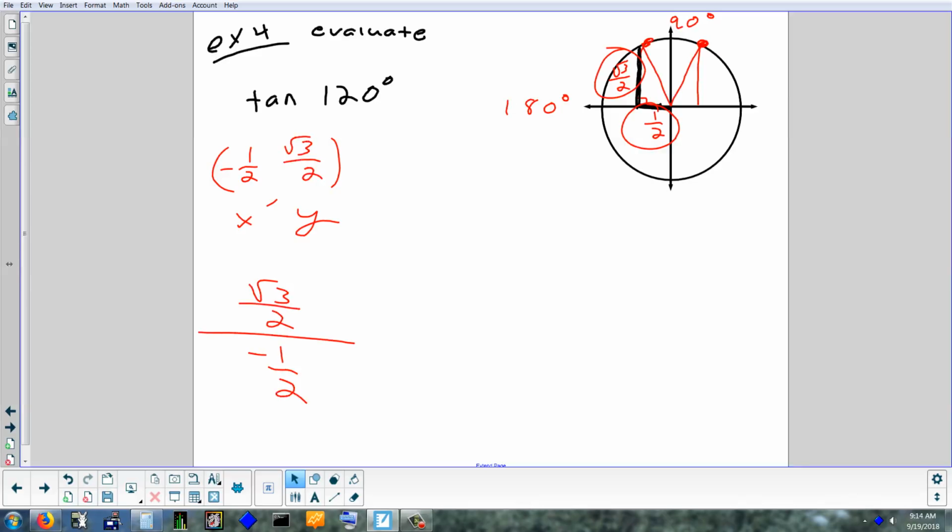Yeah. 2's are going to cancel. Same thing that keeps happening all week. 2's cancel, and I'm left with square root of 3 divided by negative 1, which we can just write negative square root of 3. Okay. Any questions on how we got the coordinate or how we got the negative square root of 3?